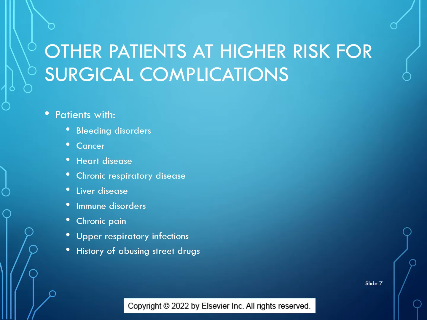Other types of patients who are at a higher risk during and after surgery are those with bleeding disorders, cancer, heart disease, chronic respiratory disease, diabetes, liver disease, immune disorders, chronic pain, upper respiratory tract infection, fever, or drug abuse issues. These patients are subject to a variety of complications and should be carefully assessed during the postoperative period. All patients are at risk for a surgical site infection.